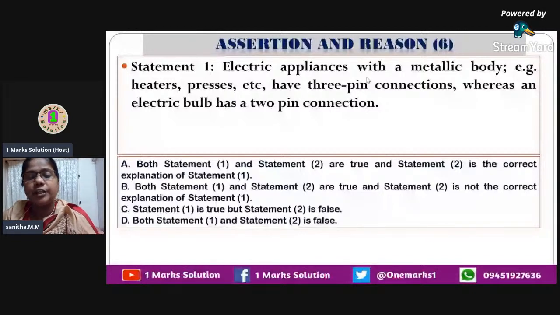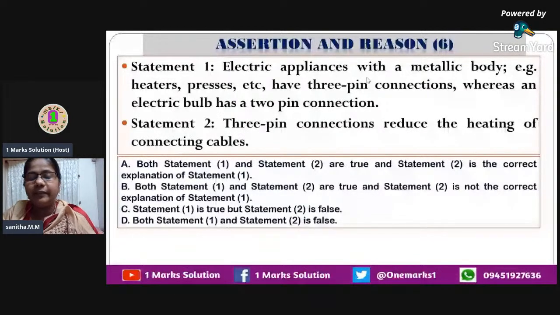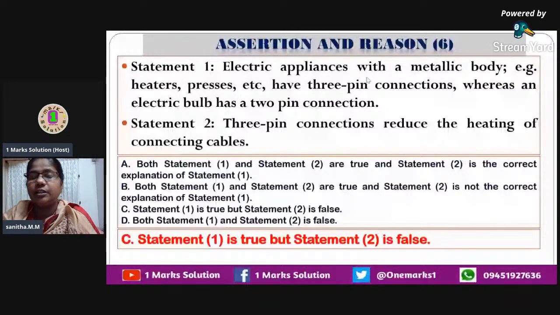Now, what is the second statement? 3-pin connections reduce the heating of connecting cables. Is it so? That is why we are using it? Actually, the first statement is correct. What about the second statement? The second statement is not correct. Why? Because it is not reducing the heating of connecting cables, not at all. So which is the option? Option C. The first one is absolutely correct.